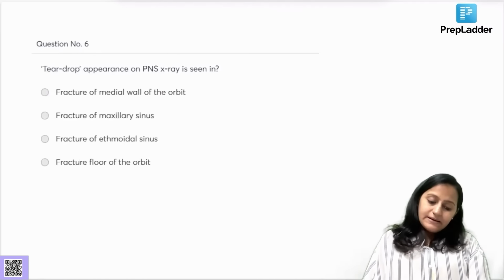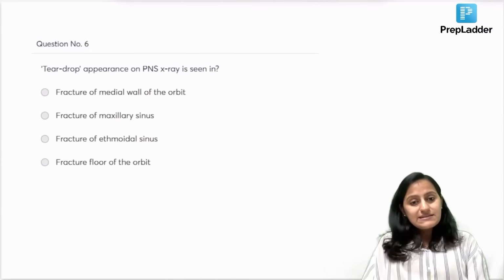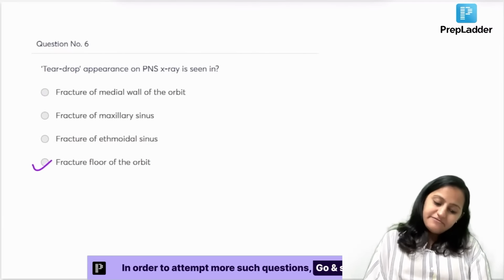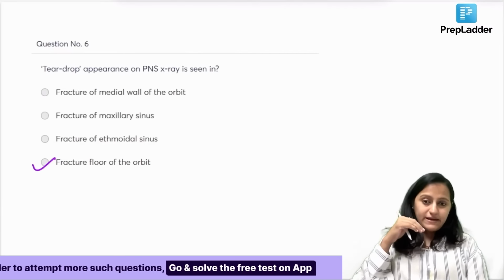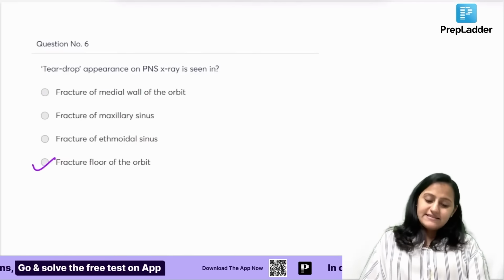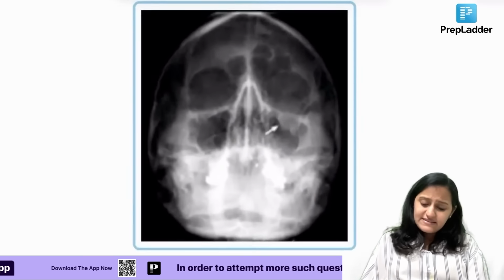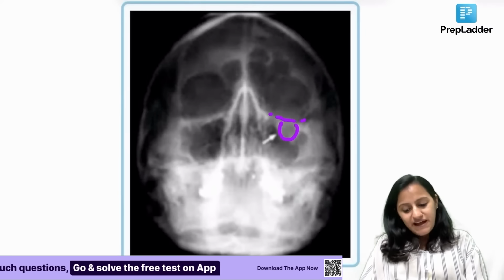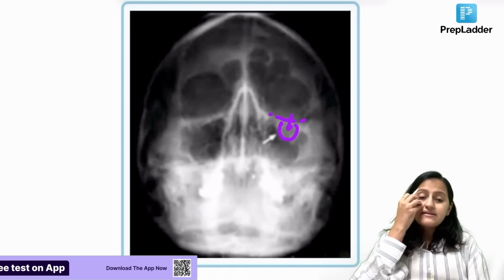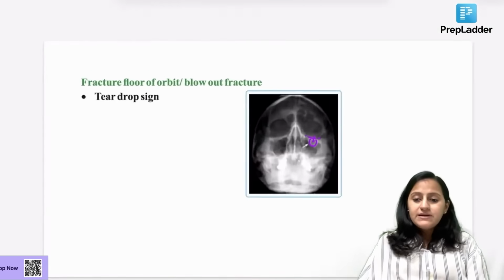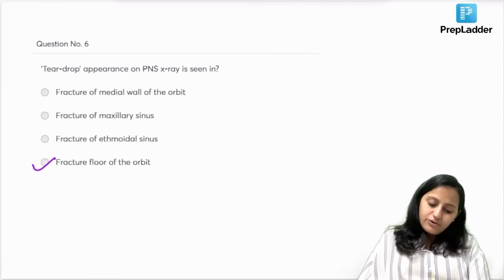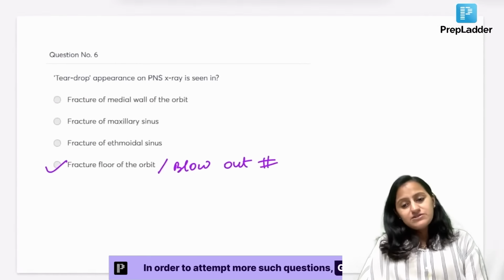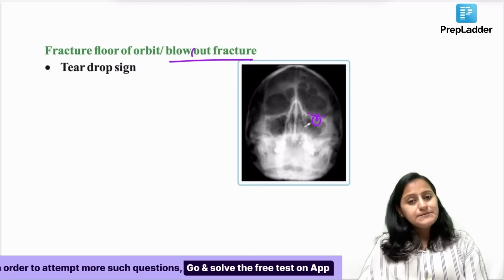Okay. Next one. Teardrop appearance on PNS X-ray is seen in what fracture? The teardrop appearance is seen in fracture of the floor of the orbit. Imagine dropping: when the floor is gone, there is a drop happening. We have discussed this in our videos. You will see something dropping from the floor of the orbit. There is a fracture here, and the soft tissue from there is dropping down. So teardrop is seen in fracture of the floor of the orbit, which is also called blowout fracture, right?